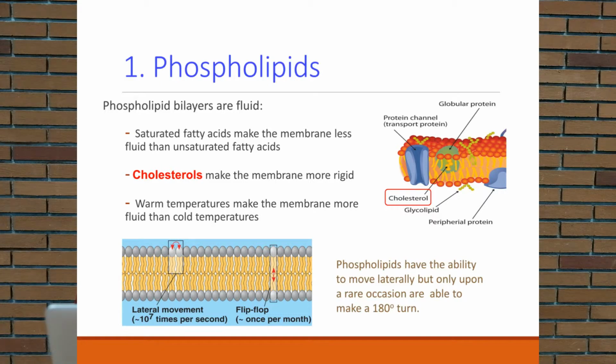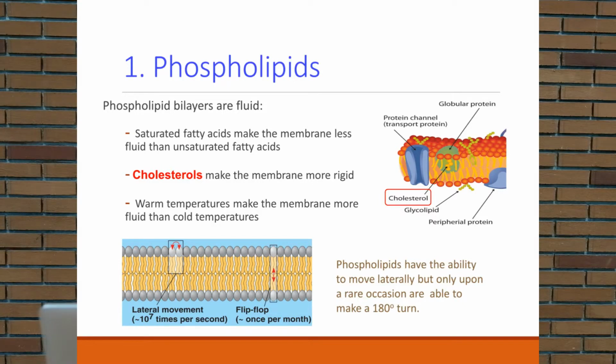Another factor is cholesterol. The presence of cholesterol can make the membrane more rigid. The third factor is the temperature of the environment. Warm temperature can make the membrane more fluid than cold temperature. Phospholipids can move laterally, and on rare occasions they are able to make a 180-degree turn. I'd like to talk in more detail about each component.